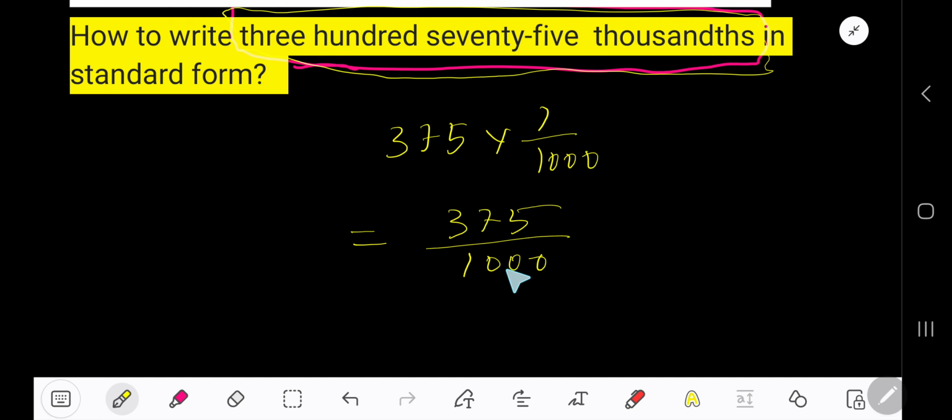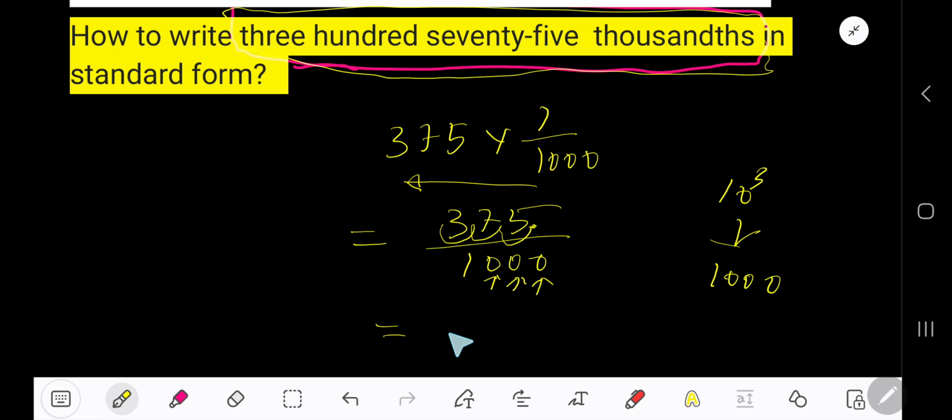Now divide. This is a power of 10, so just count the number of zeros and move the decimal from right to left equal to that number of zeros. 10 to the power 3 means 1000. This is a power of 10. So move the decimal from here 1 to 3, as we have 3 zeros. So we are getting decimal 375.